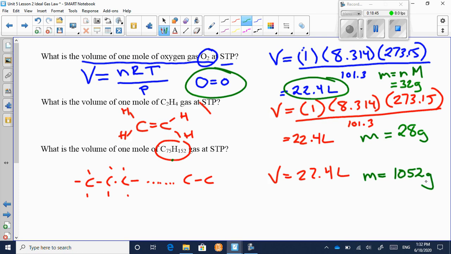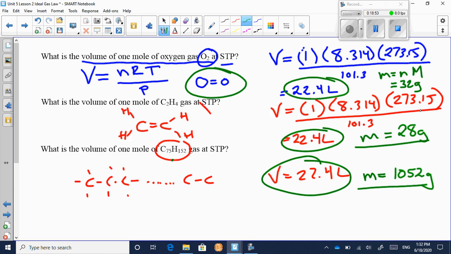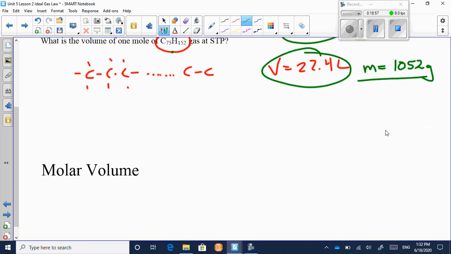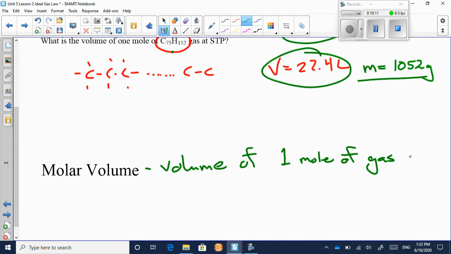So even though they all have the same volume, they all take up the same amount of space, they have different masses, okay? But what we call that 22.4 is the molar volume. It is the volume of 1 mole of gas at STP.